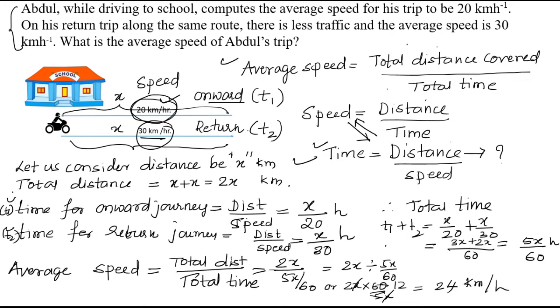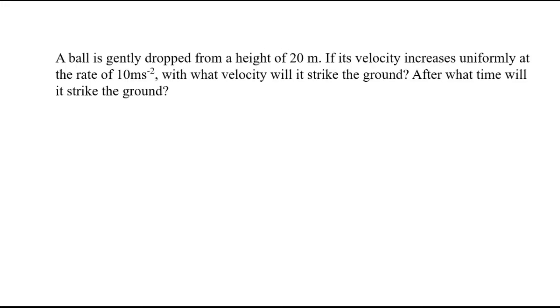And that is the average speed of these two journeys together. If you follow the method of adding these two and dividing by 2, you get a different answer, and that will be wrong. So this is the correct answer. We will go for the next question.